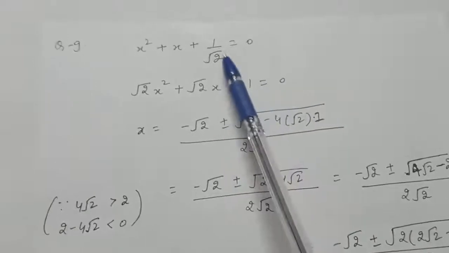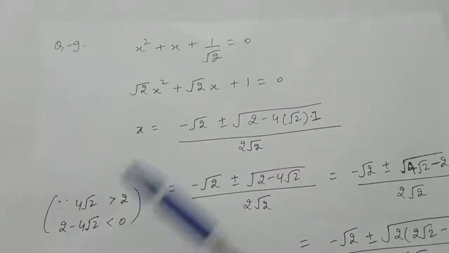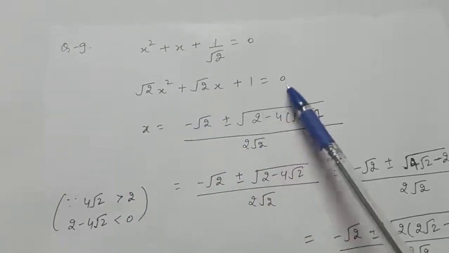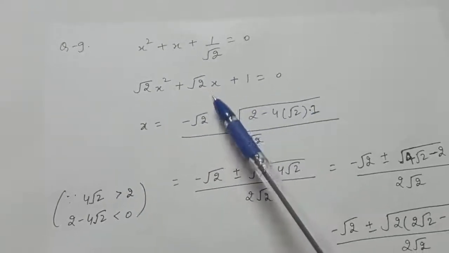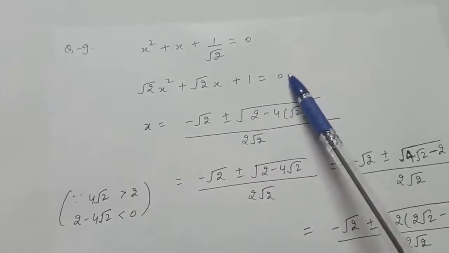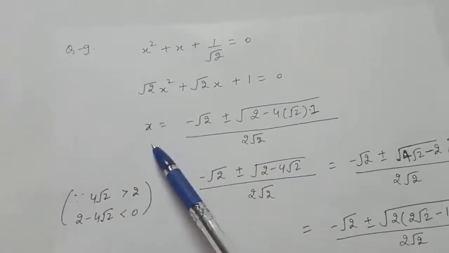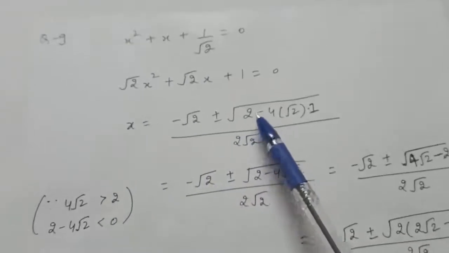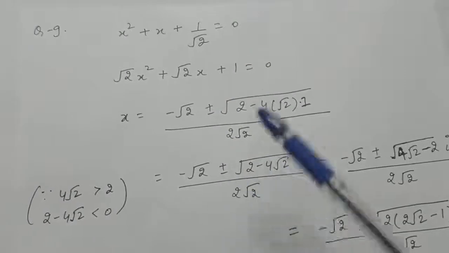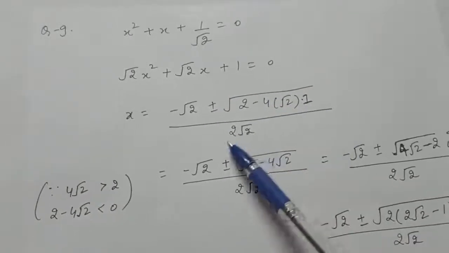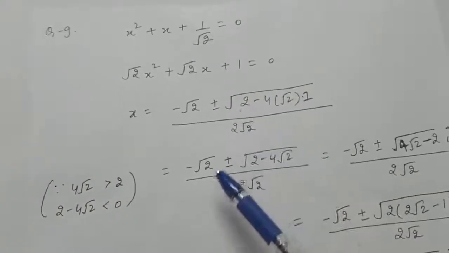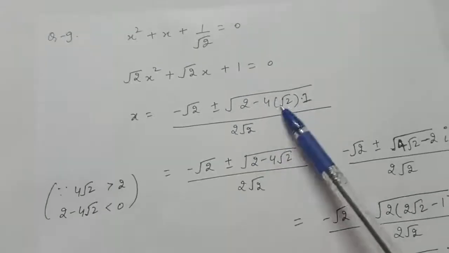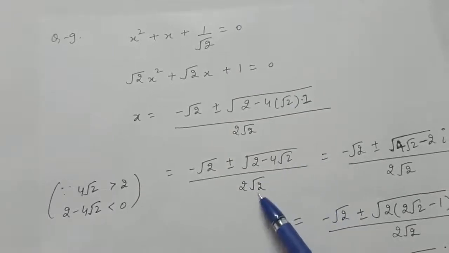Now question number 9 is x square plus x plus 1 by root 2 equal to 0. So to make it simpler, take the LCM, root 2. So you will get root 2 x square plus root 2 x plus 1 equal to 0, because root 2 in the denominator, when it goes to this side, becomes 0, right? Now x will be minus of b plus minus root b square, which is 2, minus 4ac upon 2a. Now this becomes minus root 2 plus minus under root 2 minus 4 root 2 upon 2 root 2.